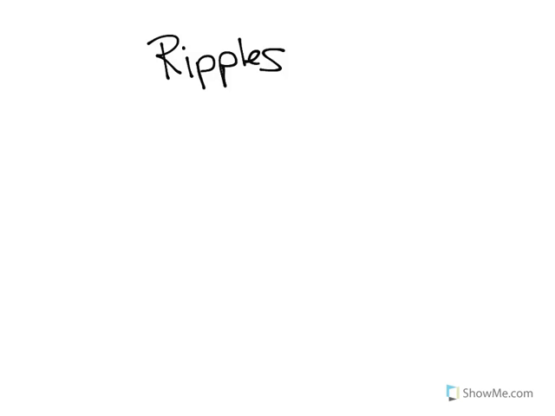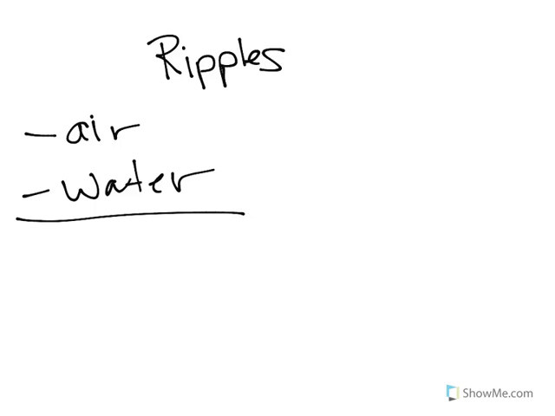So let's take a moment and talk about how ripples form. Ripples are formed from the movement of either air or water. Most of the time we're going to see it in water, especially where we live. If we see it from air movement, like blowing wind, we call those dunes. So let's take a look at how our ripples form.